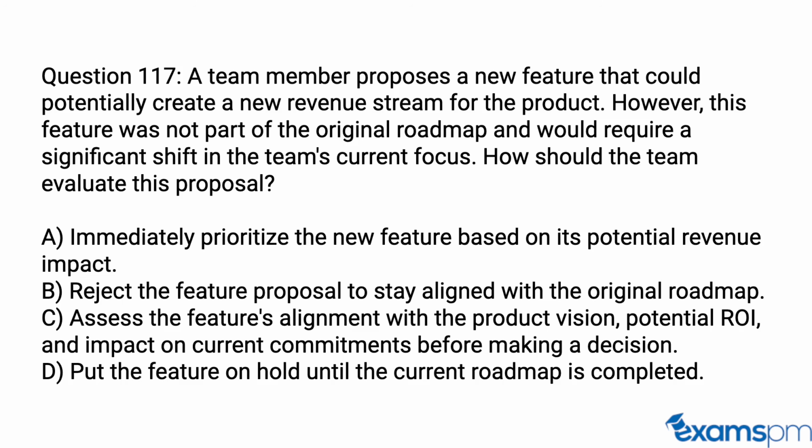Question 117. A team member proposes a new feature that could potentially create a new revenue stream for the product. However, this feature was not part of the original roadmap and would require a significant shift in the team's current focus. How should the team evaluate this proposal? A. They immediately prioritize the new feature based on its potential revenue impact. B. Reject the feature proposal to stay aligned with the original roadmap. C. Assess the feature's alignment with the product vision, potential ROI, and impact on current commitments before making a decision. D. Put the feature on hold until the current roadmap is completed.